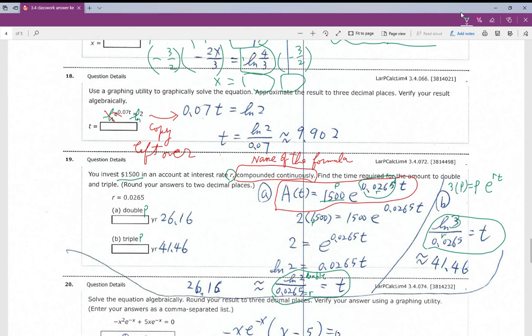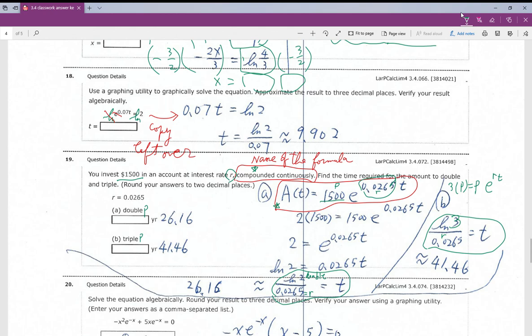But I don't think you need to memorize the formula. There are so many formulas in the whole world. If you memorize today, I guarantee you won't remember next time. So I prefer you don't memorize too many formulas. But you do need to memorize this compound continuous formula. You don't need to memorize the doubling time formula or the triple formula.